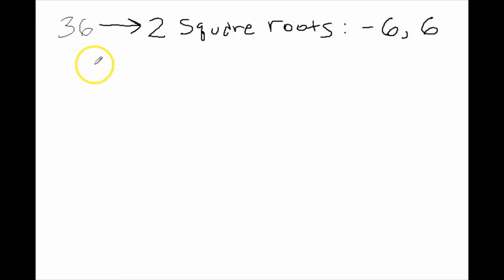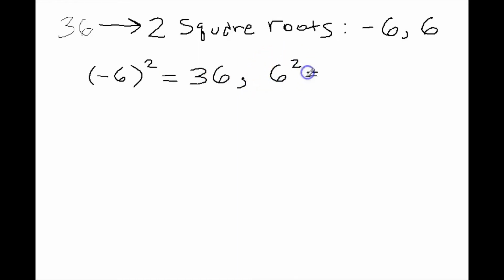Now, do you know why that is the case? Because if you take negative 6 and you square it, you get 36. And furthermore, if you take 6 and you square it, you get 36. So in fact, 36 has two square roots.